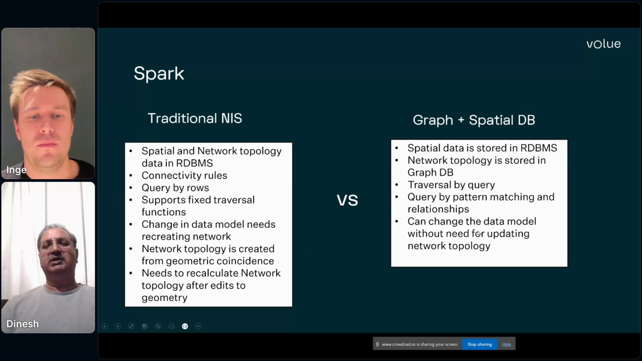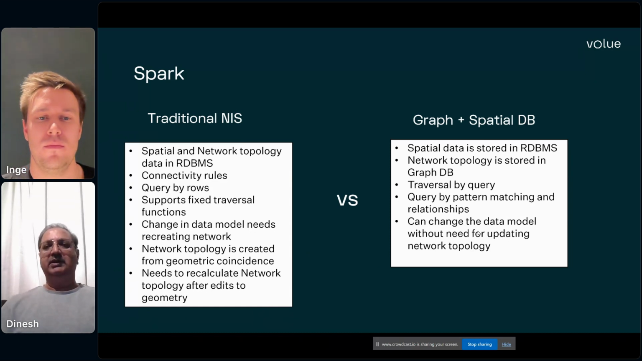What we thought was, this is not the way to do network analysis. These systems are not designed for network analysis. So we thought, why not try a graph? What we did was store the geometry, the geography part, in a spatial database, and the network topology we stored in the graph, because network topology is about relationships between objects, and graph databases handle that very well.